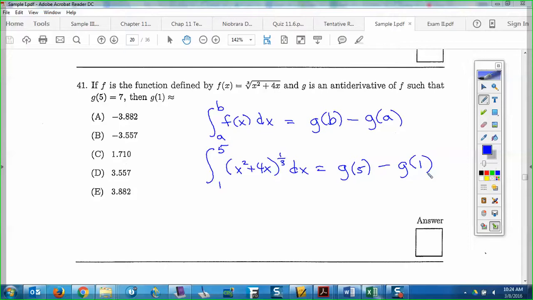Okay, now, do we know g of 1? But that's what we want to find. So it's okay that we don't know that, right? That's what we're trying to find. Do we know g of 5? Can we find this? Yeah. How?